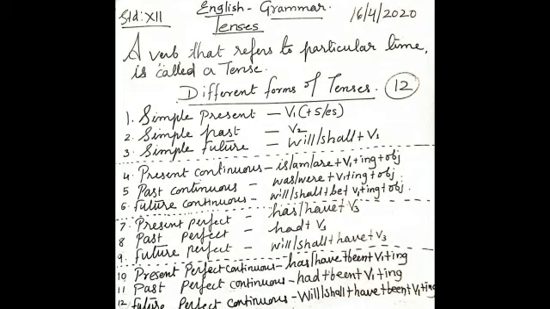Next is future perfect continuous tense. It is used for actions which will be in progress over a period of time that will end in the future. Once again, I will repeat the definition of future perfect continuous tense. It is used for actions which will be in progress over a period of time that will end in the future. For example, I will have been teaching for 20 years next July. One more example. By next March, we shall have been living here for 4 years.